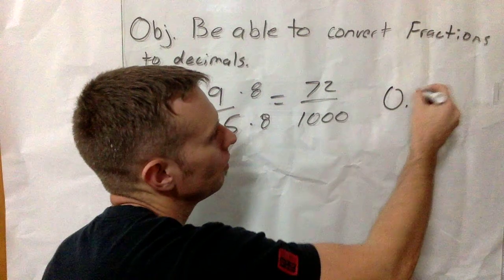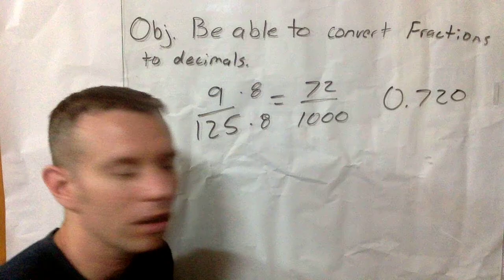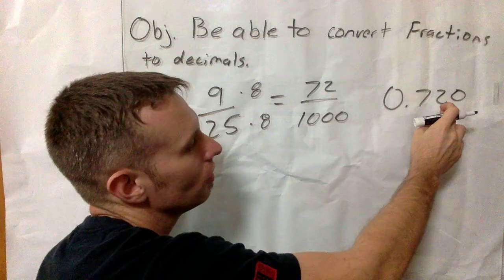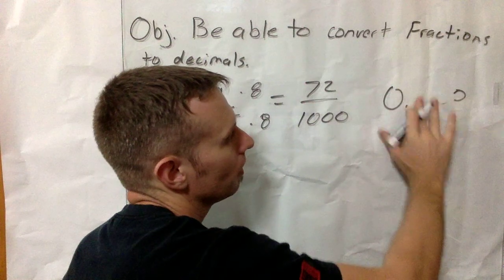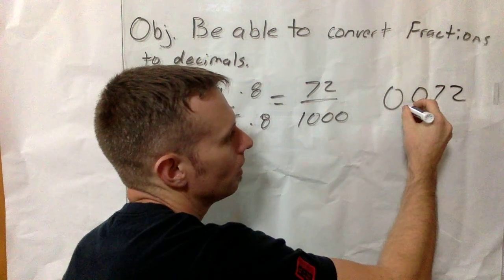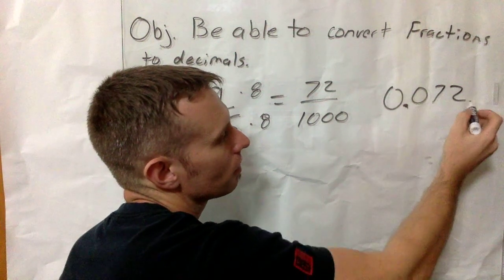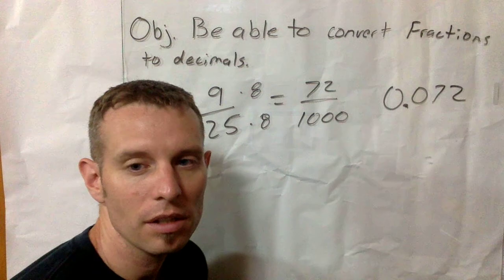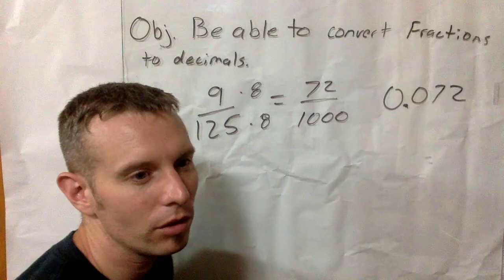Now you got to be careful. That's not correct. That is not correct. That is 72 in the hundredths place. So we want it to go to the thousandths place. So now here we have 1, that's the tenths, hundredths, thousandths place. This is 72 thousandths. You have to be very careful with that.